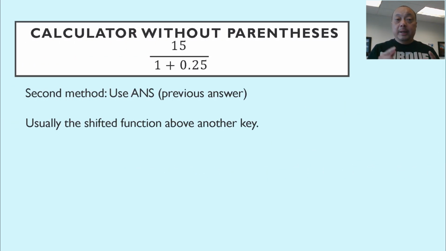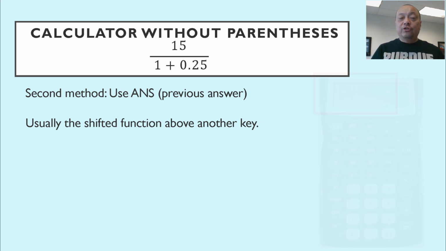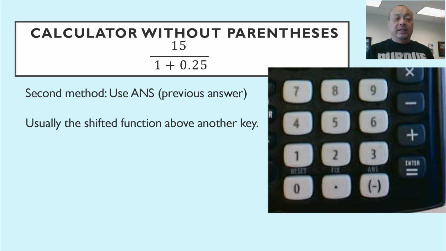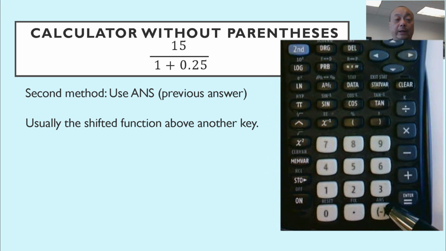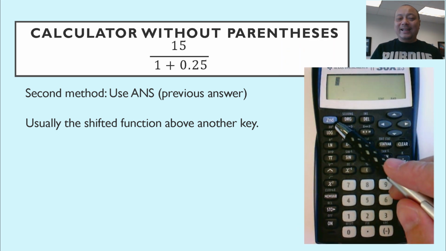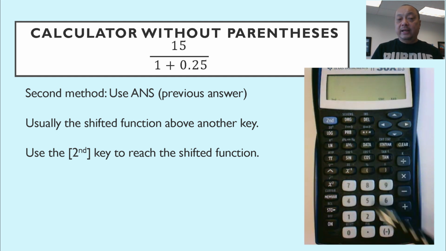Now another method. Remember we saw ANS, A-N-S, on the screen, short for previous answer? Last time it was automatic when we computed on from the answer on the screen. We can also proactively bring it up by using the ANS key, which usually is a shifted function above the key. On mine it is right here, shifted above the negative key. On many other calculators, it may be shifted above the equal key. How do we reach the shifted part? We use the second key up here. Press second negative, and it will show ANS on the screen.